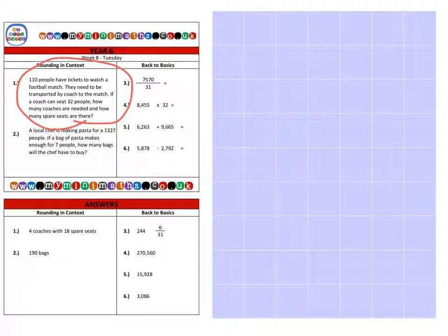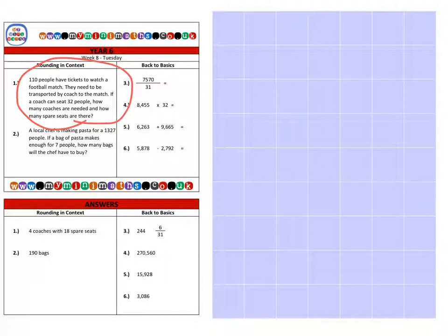Now, the first thing to identify, there are actually two parts to this question. The first part, we need to identify and calculate how many coaches we need to make sure all the people get to the match. And then we need to find out, well, how many spare seats do we have left over in our last coach?